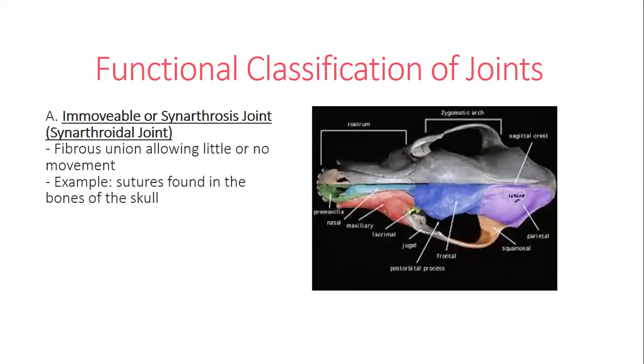Now, we have several classifications of joints. The first one is the functional classification, and this is divided into 3. So we have the immovable or synarthrosis joint, a fibrous union allowing little or no movement. Examples of these are the sutures found in the bones of the skull, like the internasal suture, the frontonasal suture, and the maxilla. Those are examples of sutures of immovable or synarthrosis joints.